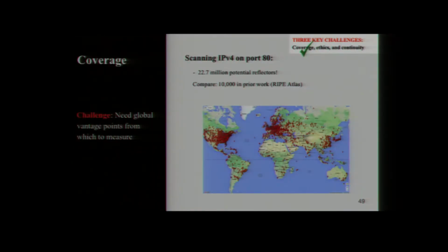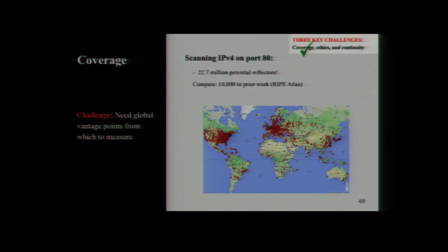I started the talk by saying that there were 3 key challenges in previous work. One of them was coverage. How is Augur going to help us with the coverage? Well, there are 22 million global IP-ID reflectors available in more than 256 countries that we potentially can use. So it really scales up what we could possibly do.